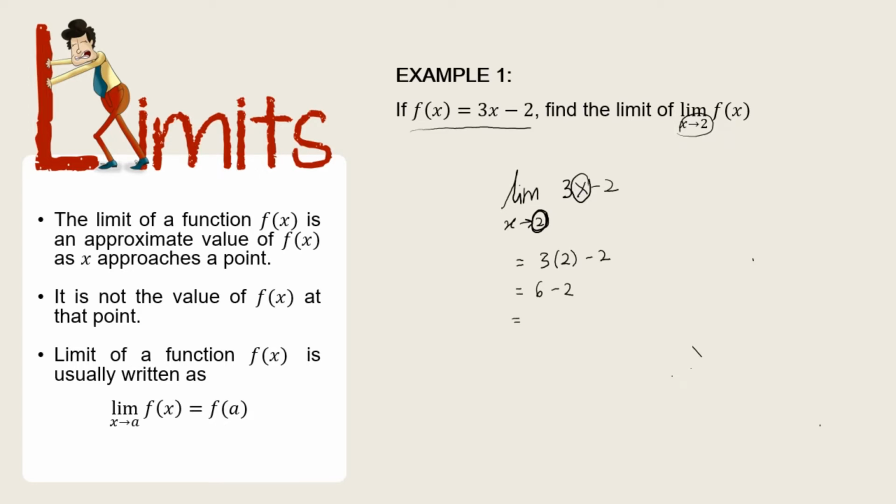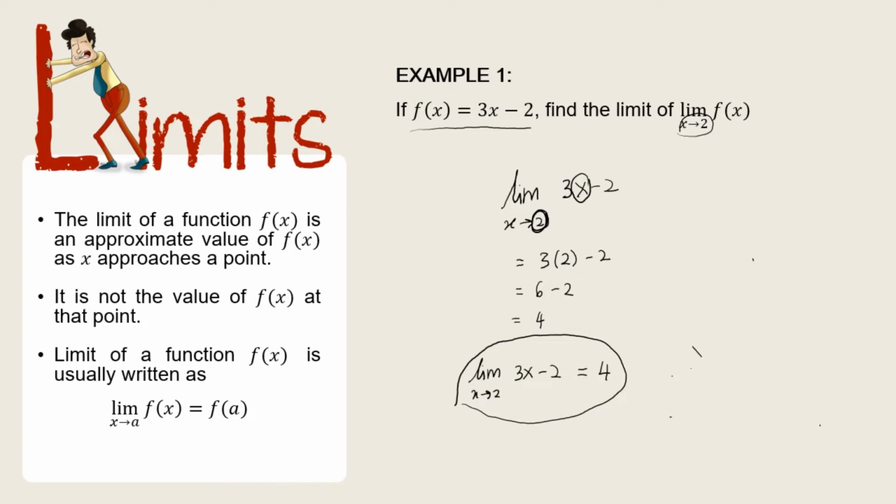So 6 minus 2 is equal to 4. So it means that when the value of x is approaching 2, the value of 3x minus 2 is approaching 4. Okay, so this is called the limit of a function, because we want to use the concept of limit later when we want to see the concept of first principle of differentiation.